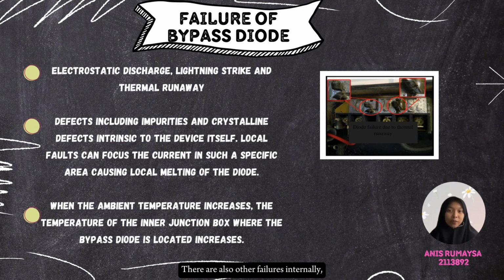There are also other failures internally, where impurities and crystalline defects in the diodes, and shunting, will cause a short circuit of the cells.